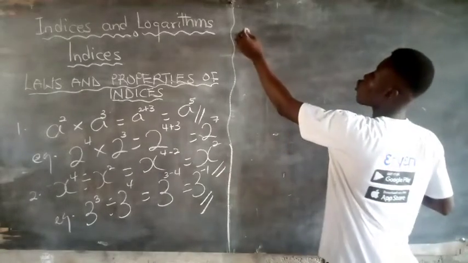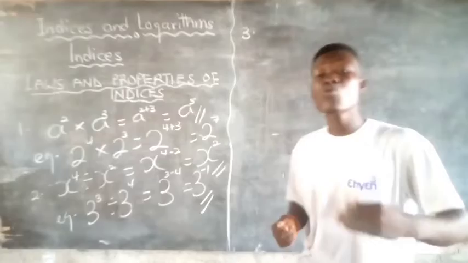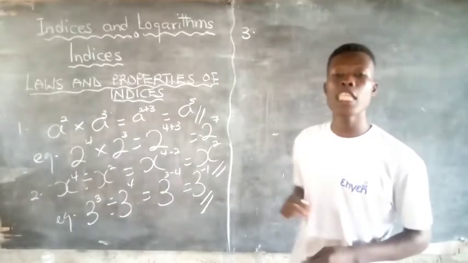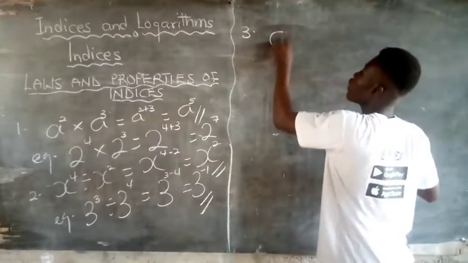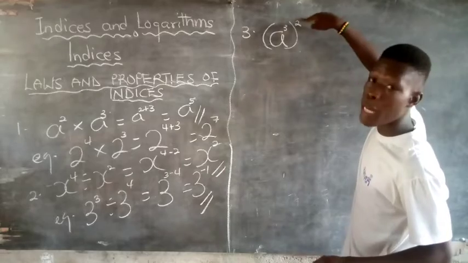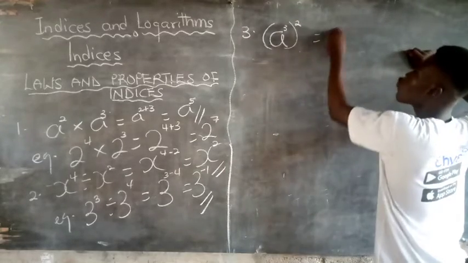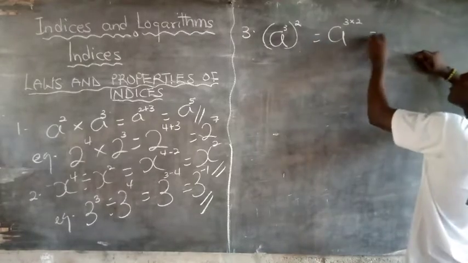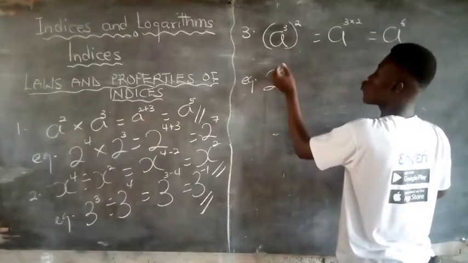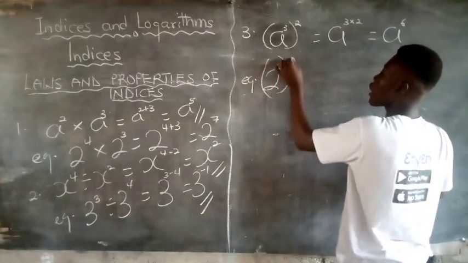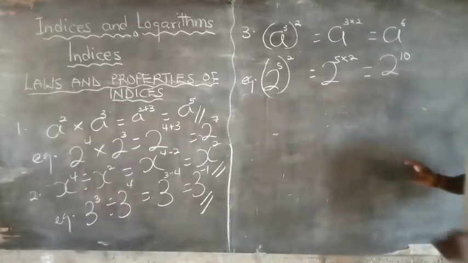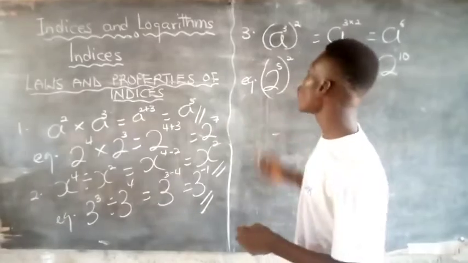The third law says that when a power is raised to another power, we multiply the powers. What do we mean? When you have a to the power 3 in a bracket, also raised to the power 2, this power has been raised to another power, so we multiply the powers. That will be a to the power 3 times 2, which is a to the power 6. For example, 2 to the power 5, also raised to the power 2, will be 2 to the power 5 times 2, which is 2 to the power 10. So these are the laws of indices, and that is how we go about it.